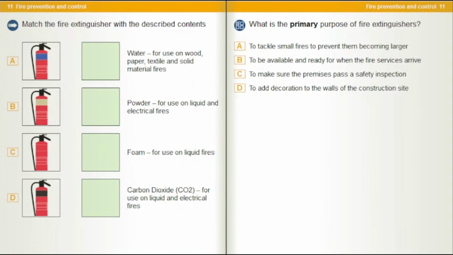Match the fire extinguisher with the described contents. Water for use on wood, paper, textile and solid material fires. Powder for use on liquid and electrical fires. Foam for use on liquid fires. Carbon dioxide, CO2, for use on liquid and electrical fires.